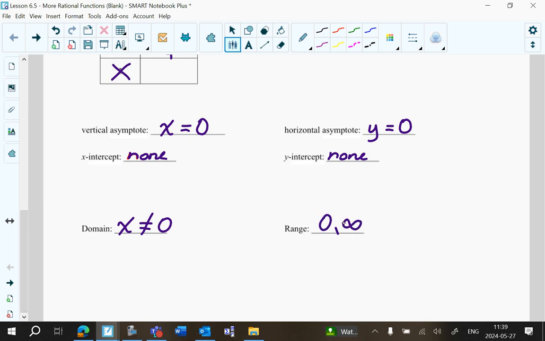Bracket or parenthesis, because we don't include 0. And we always put a parenthesis around that.